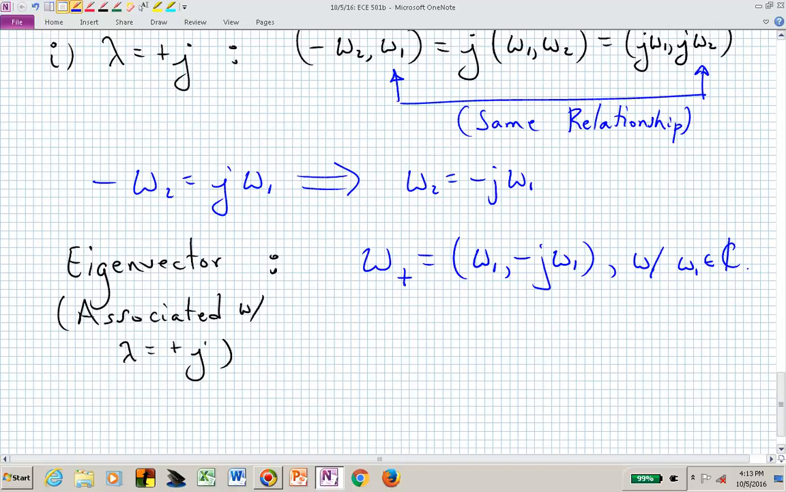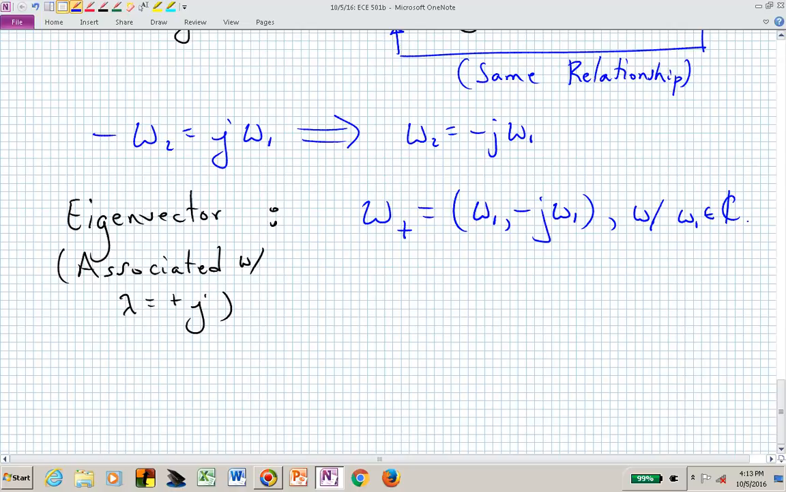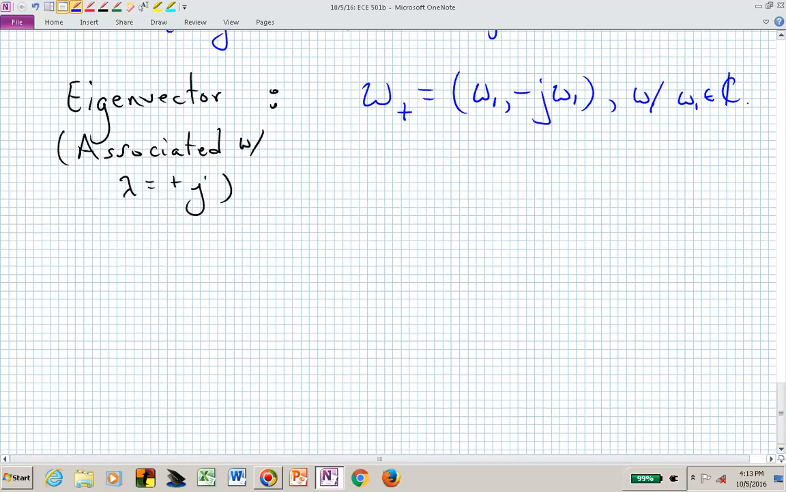Where we can pick omega 1 to be a complex number, and now we have this w plus, that's now our eigenvector for our eigenvalue being plus j. You might try to see this, but it's probably easier to start thinking about this w plus as having a real part and an imaginary part, and each of those gives us directional information as far as the invariant subspace associated with these complex eigenvalues.